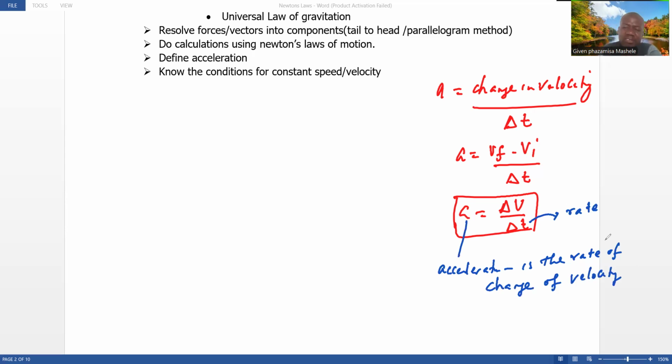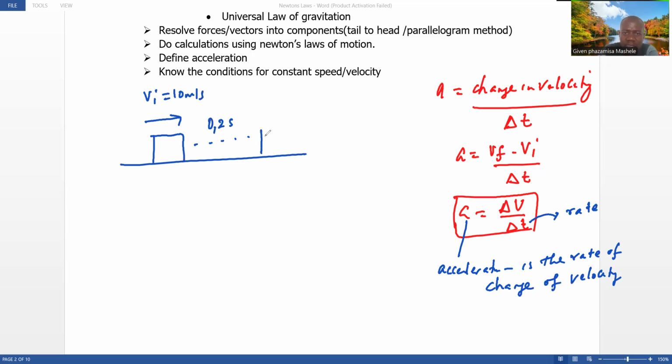Now, let's say we have an object that initially had a velocity of 10. After some time, let's say after 0.2 seconds, the velocity of the object is now 20. It's doubled actually. You see that the velocity has changed. Why am I saying velocity? I'm now talking about the direction. They're all moving in the same direction.